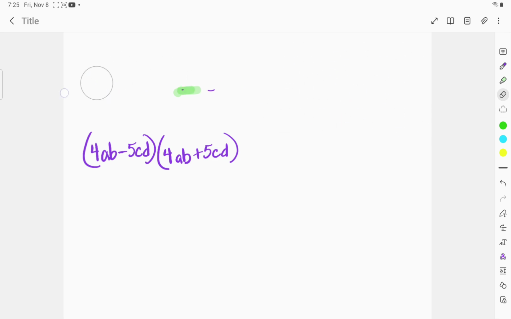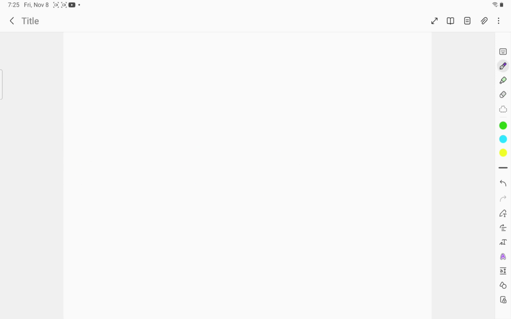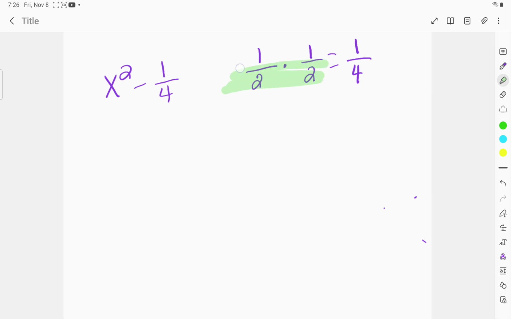Okay, I'll do one more of these and then we're going to move on. All right, so how can 1/4 be a perfect square? It's a fraction. How can that be a perfect square? Well, when you're multiplying fractions, you just multiply straight across. 1 times 1 is 1. 2 times 2 is 4. Since this is a number multiplied by itself, this is your perfect square.